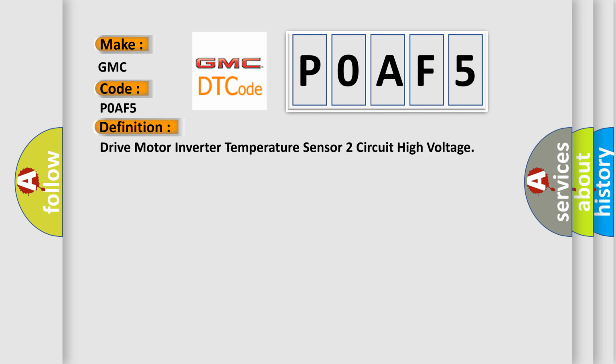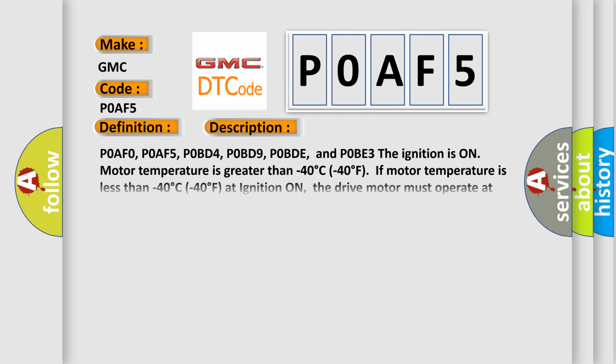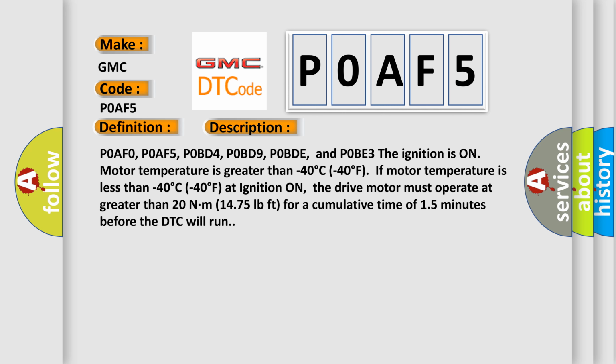And now this is a short description of this DTC code. P0AF0, P0AF5, P0BDE4, P0BDE9, P0BDE, and P0BE3. The ignition is on, motor temperature is greater than -40 degrees Celsius (-40 degrees Fahrenheit). If motor temperature is less than -40 degrees Celsius (-40 degrees Fahrenheit) at ignition on, the drive motor must operate at greater than 20 Nm (14.75 pound-feet) for a cumulative time of 15 minutes before the DTC will run.